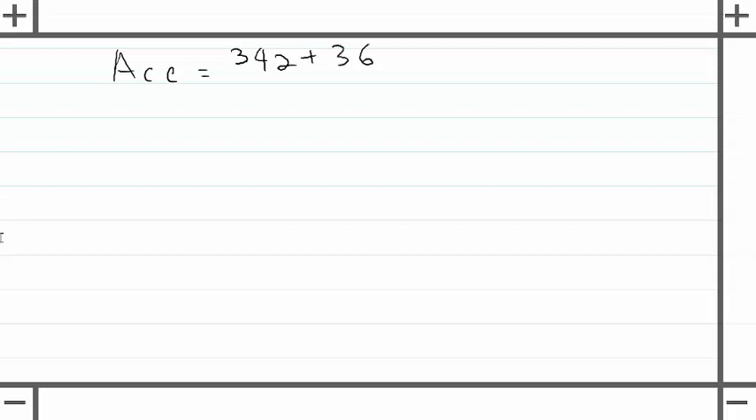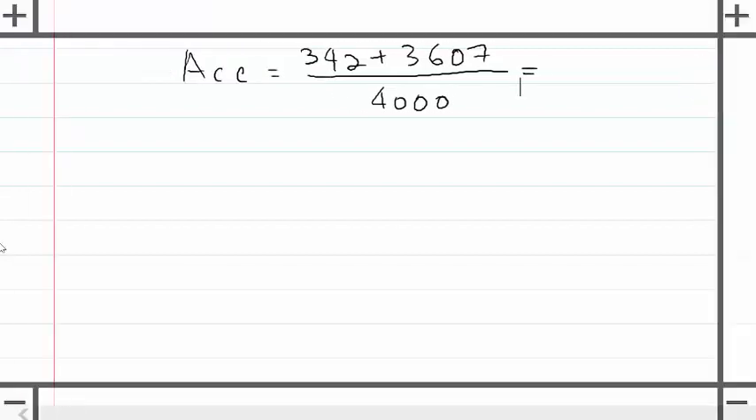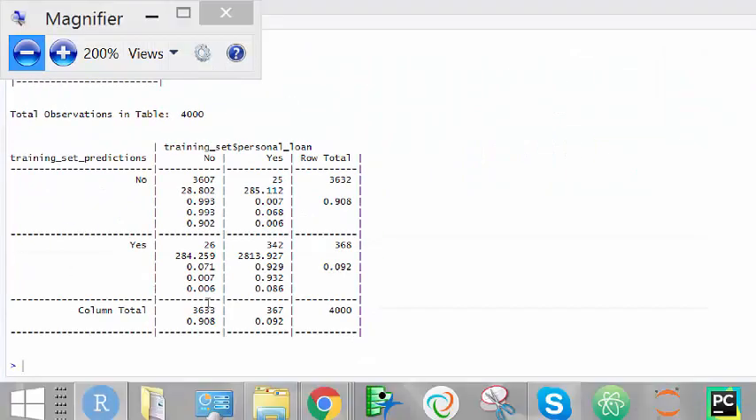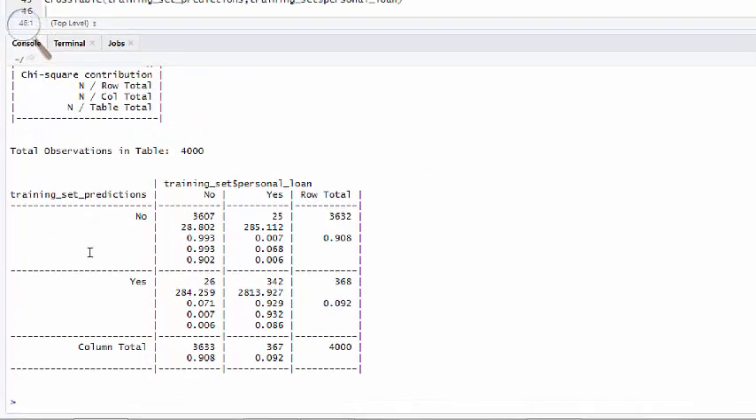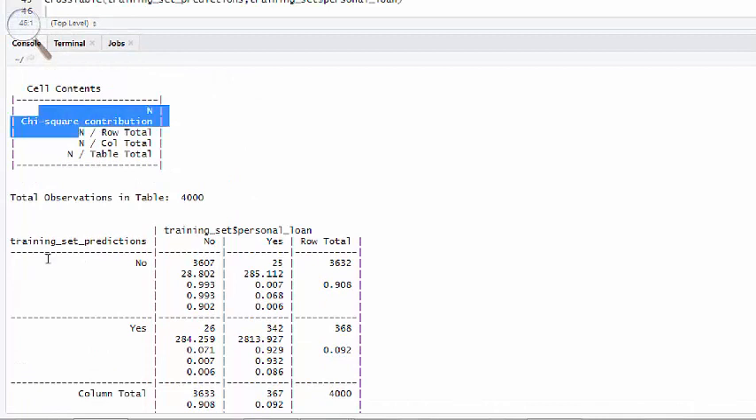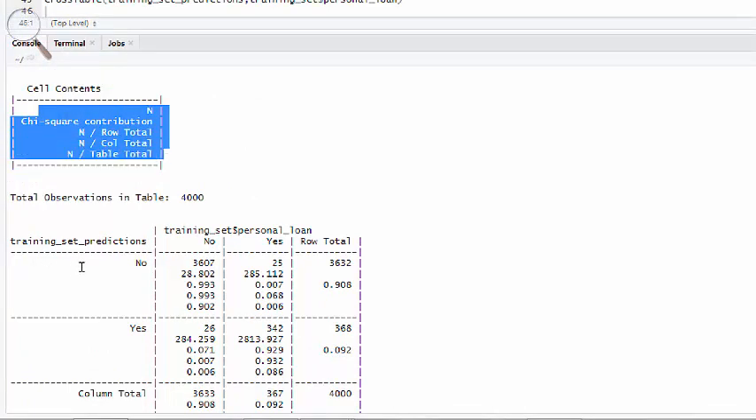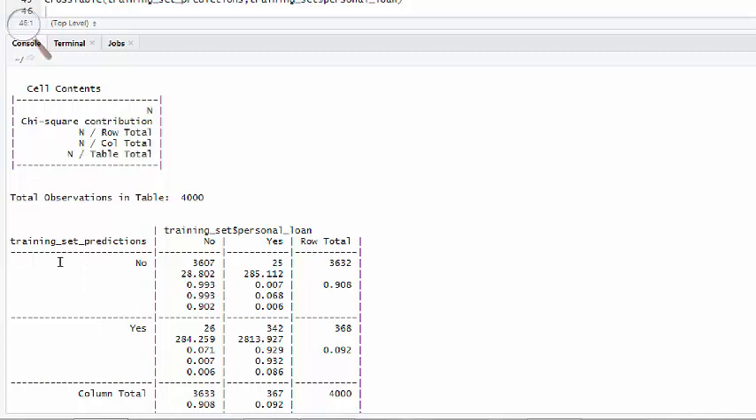3,607 out of 4,000, right? So whatever that is. But there is an alternative way how I can find it. So let me go back. Here is how I can interpret my results. In each cell there are 5 numbers, and here's how to interpret them.